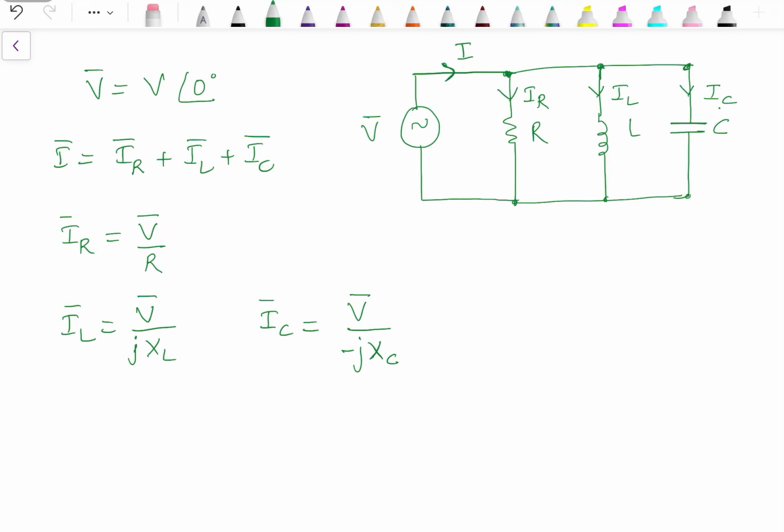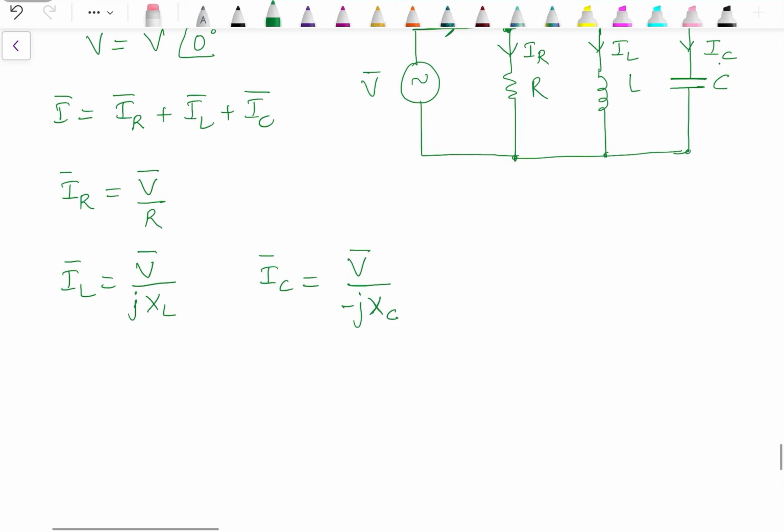So this is what we had already done in case of series circuit. If you haven't checked that video, you can check that, and the link for the same is available in the description box. Now when we substitute the values of all the currents in this equation, then I, which is equal to IR, we can write it as V upon R. IL is V upon jXL. IC is minus V upon jXC.